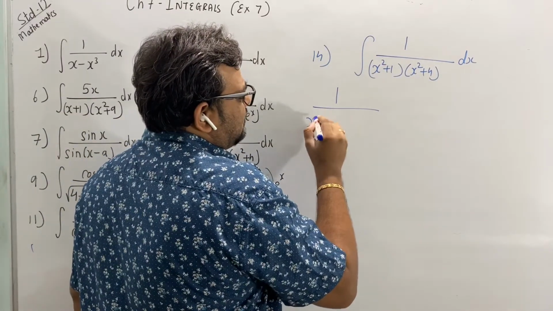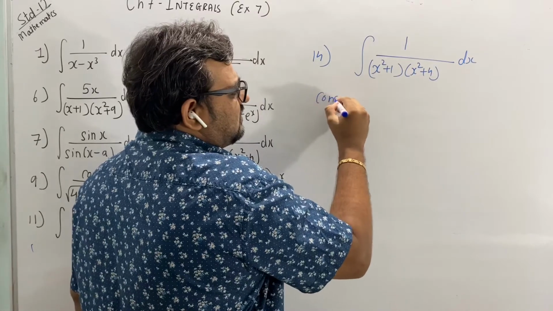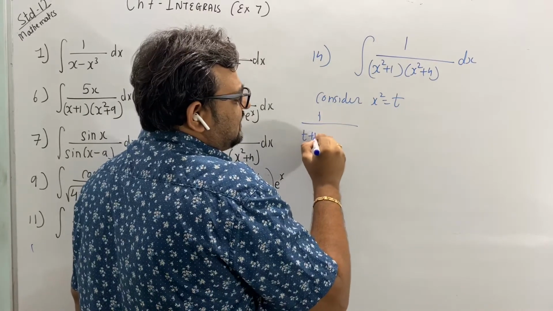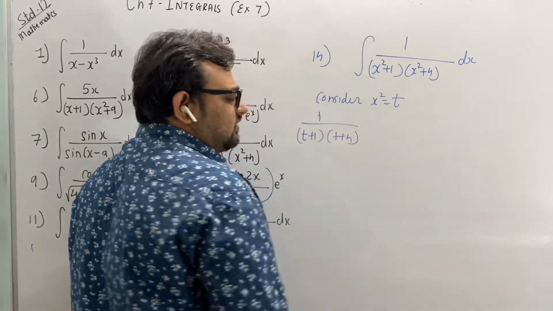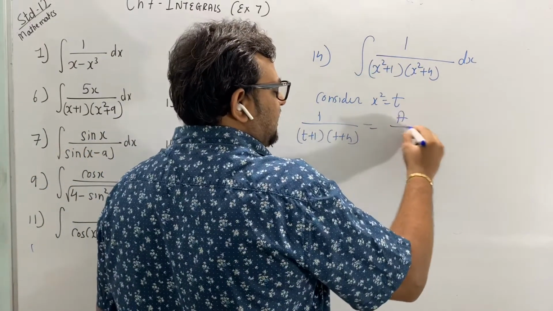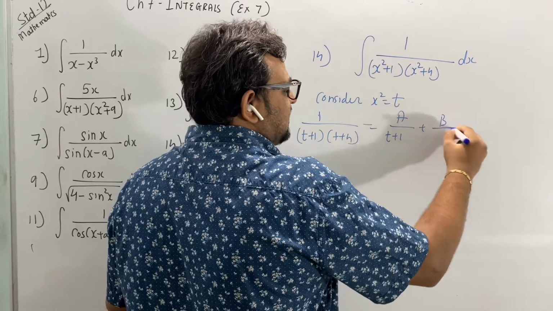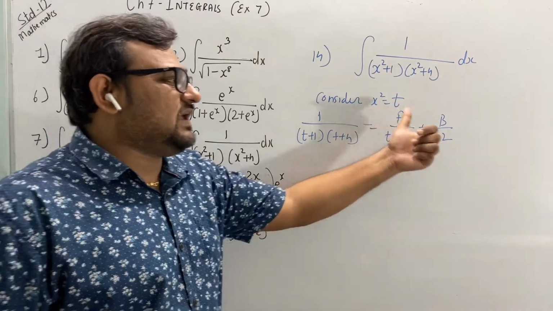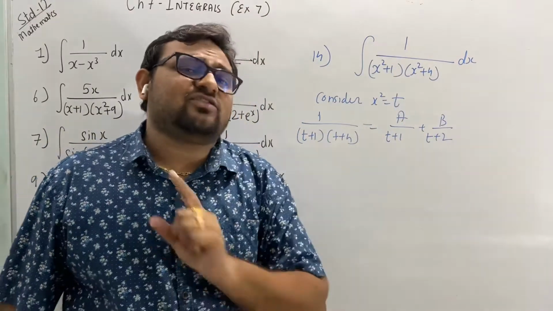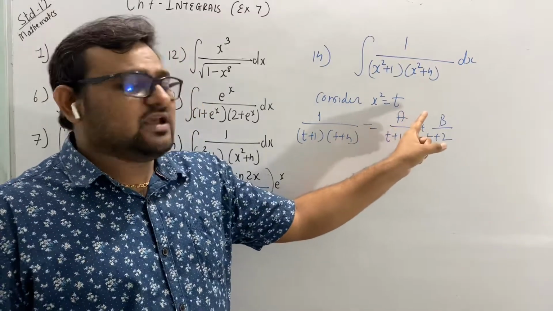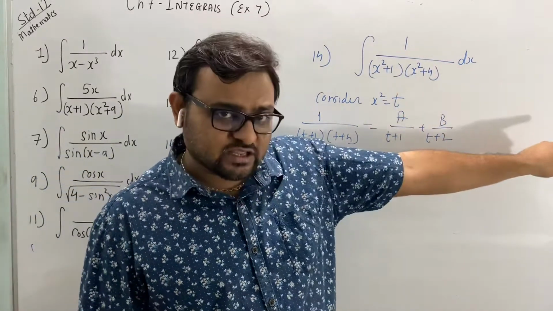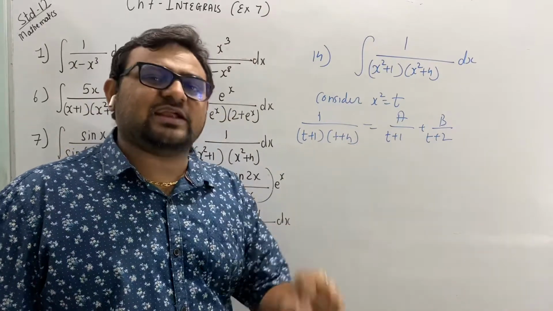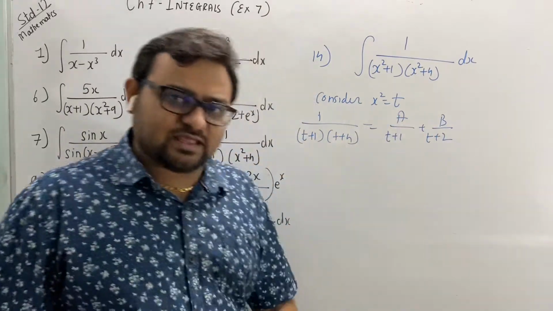Consider x square equal to t. So this will be 1 upon t plus 1, t plus 4, right? So this will be equal to a upon t plus 1 plus b upon t plus 4. Okay, so now find out the value of a and b. See, here we are not assuming x square as t. If we were assuming x square, it would be 2x dx equal to dt. We are not going to replace x by t. Clear? We have done this only to find out the value of a and b, so that we can split the numerator.